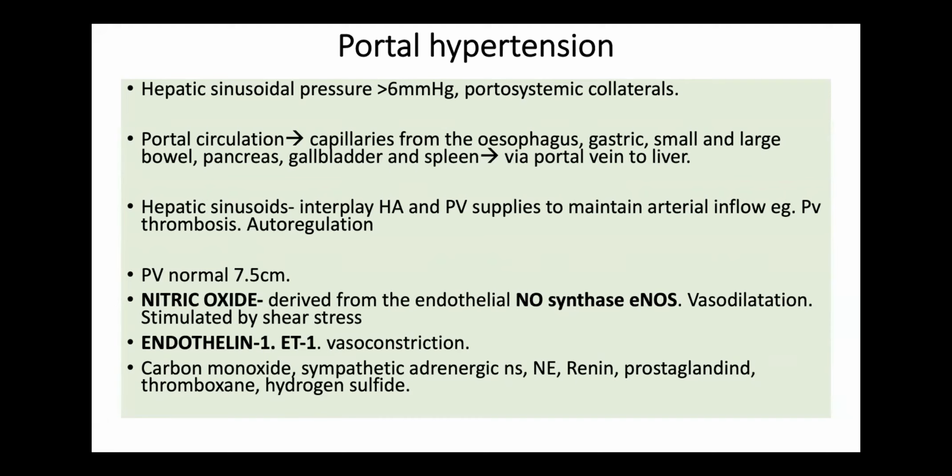In terms of pathophysiology of your portal hypertension, important factors are your nitric oxide. Nitric oxide is derived from the endothelial nitric oxide synthase, eNOS. This results in vasodilatation. It's stimulated by shear stress. Endothelin 1, ET1, is also important, and this results in vasoconstriction. I'll elaborate further later.